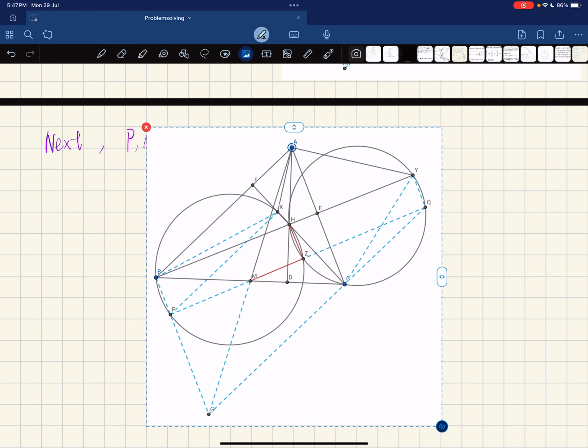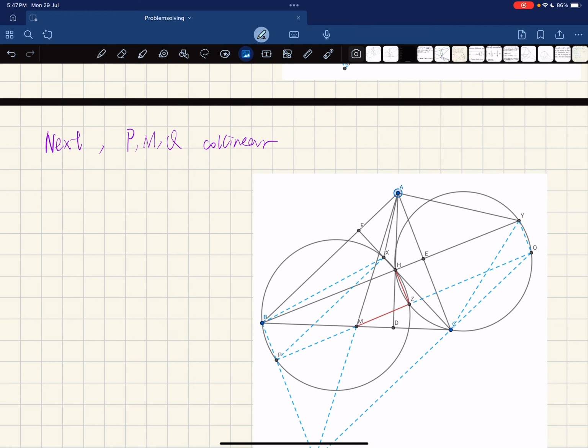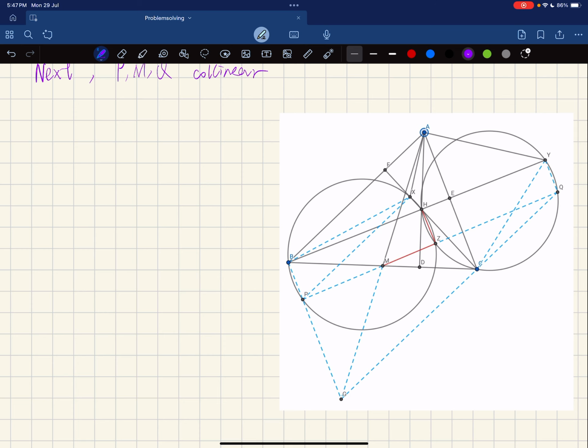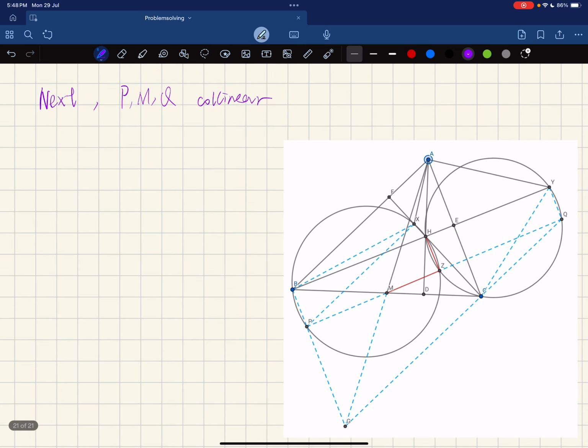Use another graph, a new graph, because here it is a little bit difficult. We have to use Menelaus's theorem, actually the converse of it. So we might use the converse of Menelaus's theorem.